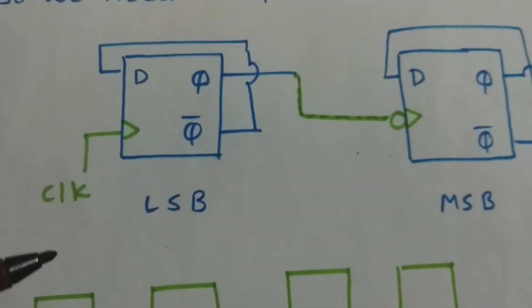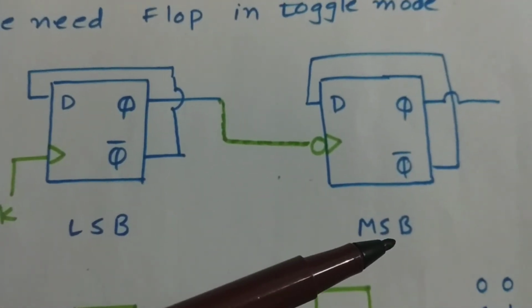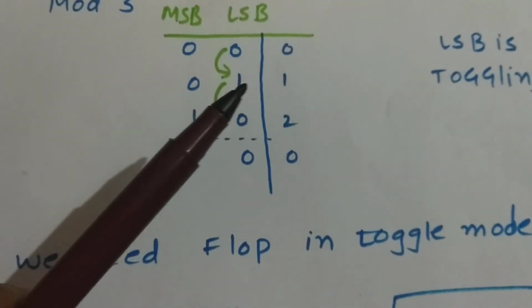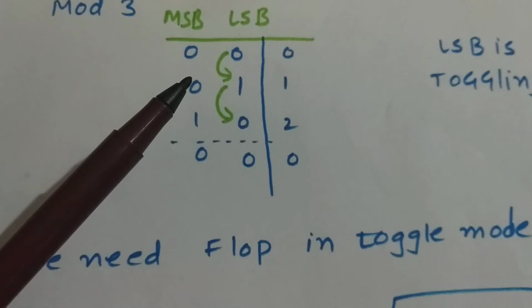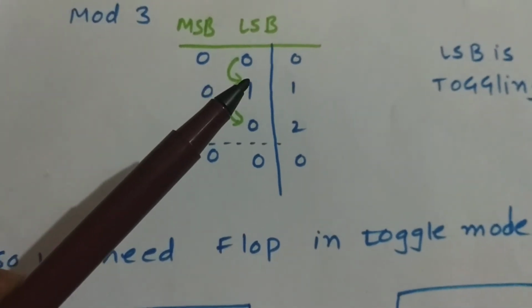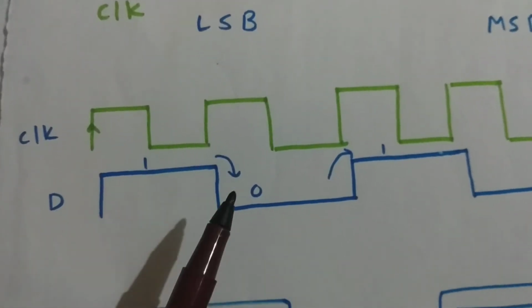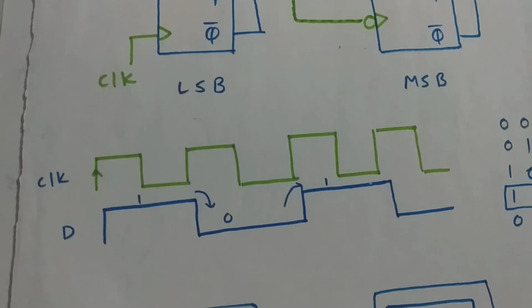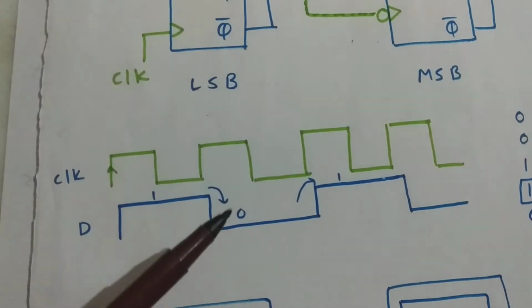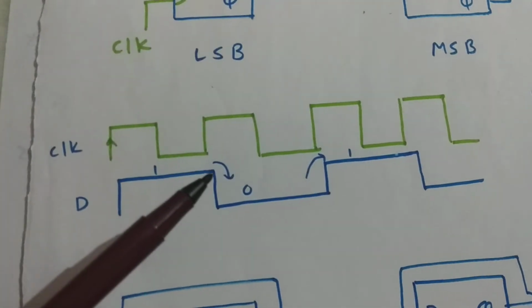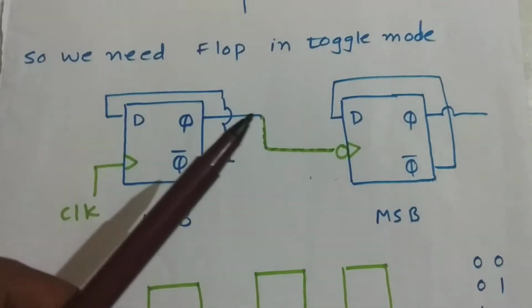So we have two flops. Both flops should be toggling. But how should this LSB bit control the MSB bit? Whenever there is a neg edge, 1 to 0 means neg edge. You know, 1 to 0 means neg edge. So neg edge means we have to give the clock as negative edge.